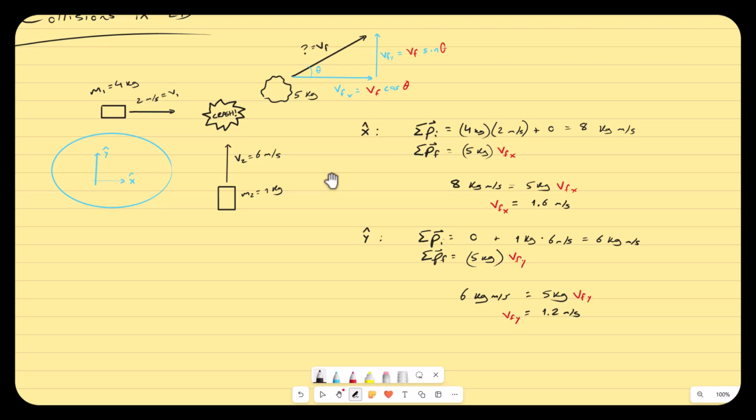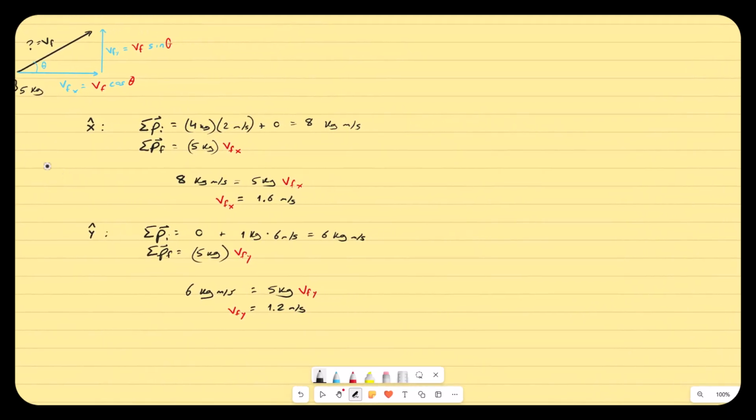I'm looking for the speed after the collision and the angle, but I now have the components. I know horizontally I'm going 1.6 meters per second. I know vertically, I guess not vertically, just in the y direction, right? This is like a collision looking down from above. I'm going 1.2 meters per second, so maybe east and north instead. I want my diagonal like that, and I want my angle right there.